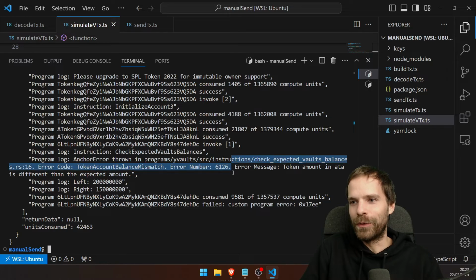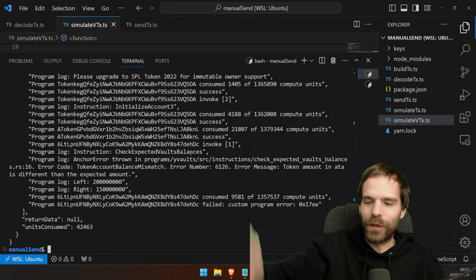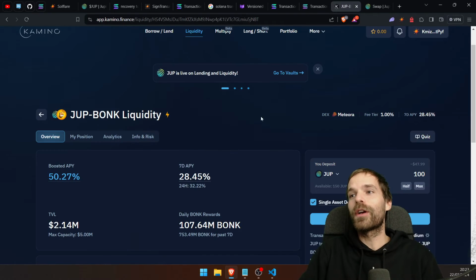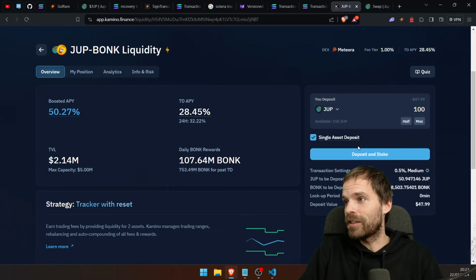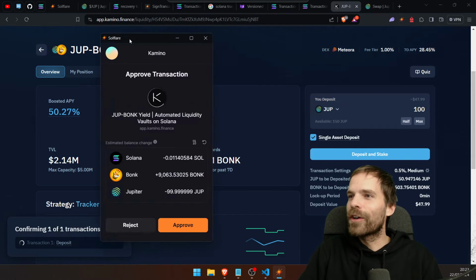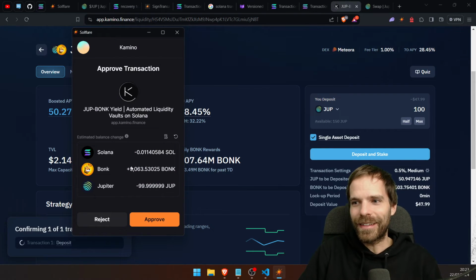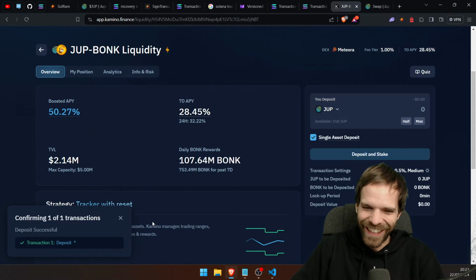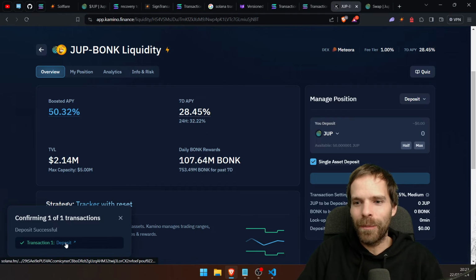Okay, so apparently they do some checks, check expected vaults, and so on, because obviously the token amounts changed. So that's fair. That's probably a good thing. So go to Kamino again, do the same thing again and hit deposit 100 tube. Look! Now that's different. We get some bonk, we lose some tube. I have no idea what I'm doing, so I just approve. Watch me lose all my money that I got for free. Yeah, look, I managed to get a deposit.